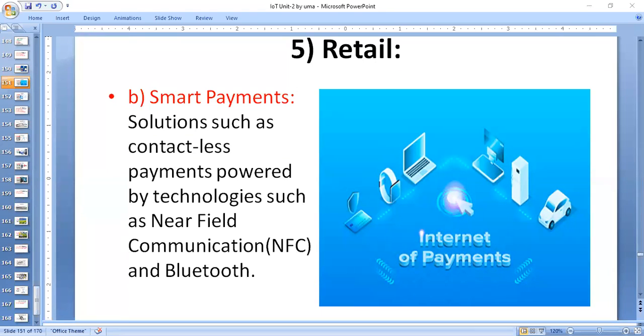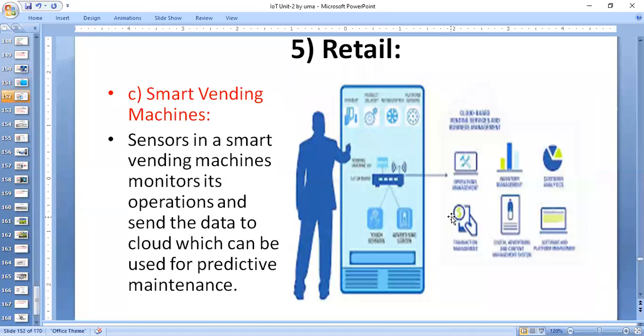If you see the diagram, you will identify the smartphones. You have different smartphones. That means from the mobile phone you can make a smart payment. From a card also you can make the smart payment. Like that, there are different smart payment technologies.